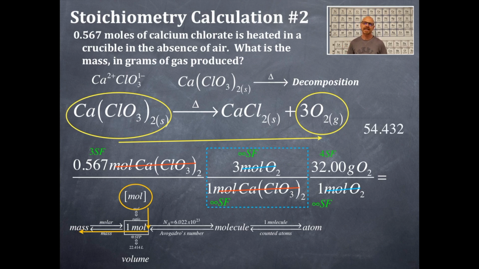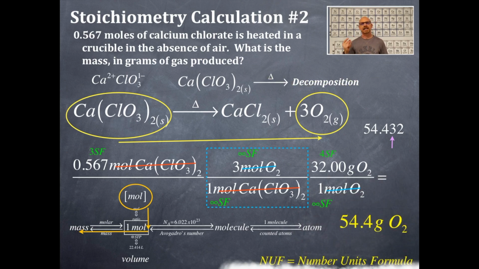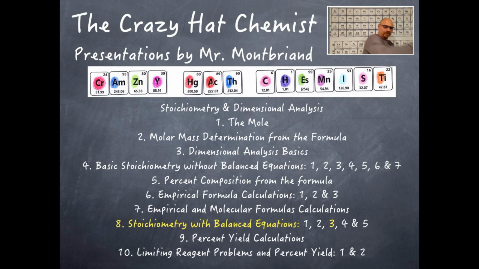Here's my number from my calculator. So I am using that 3 for rounding. That 3 is less than 5, therefore I truncate the number, and I'm going to have 54.4, and then units, grams, formula O2, and then I'm going to have number, units, formula, rounded correctly, and again, number, units, formula, every single time.